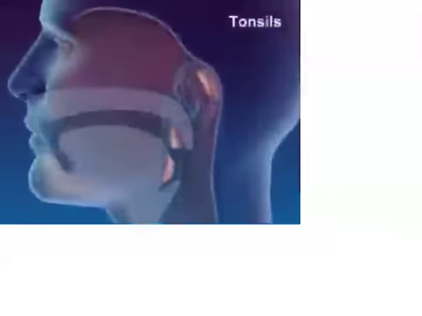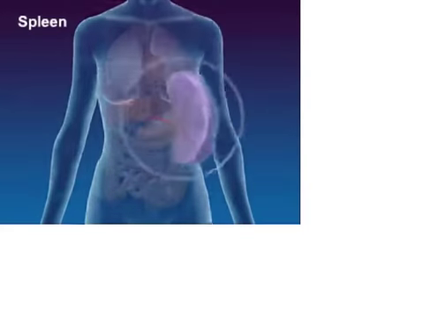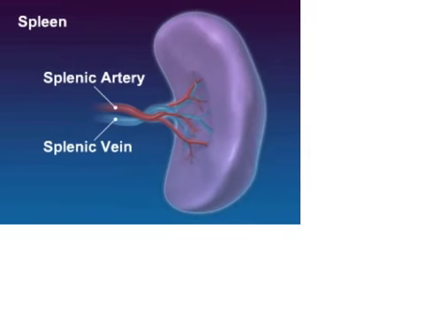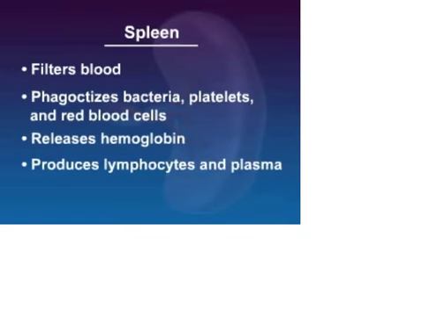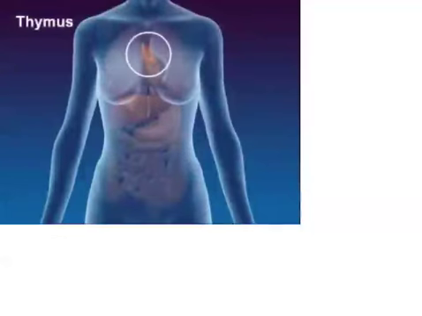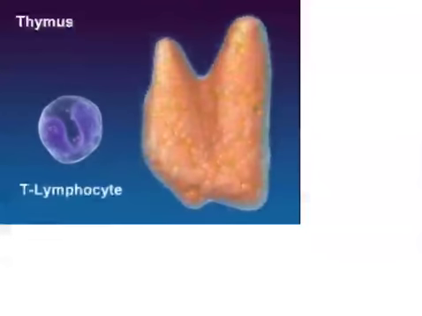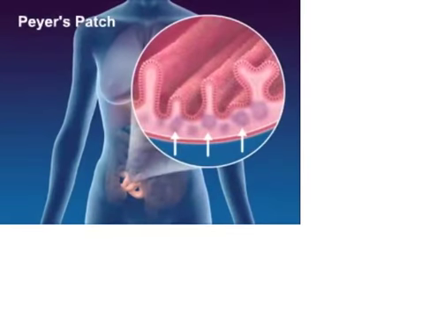Tonsils filter microorganisms from the nose and oral cavity. The spleen filters blood via the splenic artery and vein, and phagocytizes bacteria, worn-out platelets, and red blood cells. This action releases hemoglobin to be recycled. It also produces lymphocytes and plasma cells. The spleen stores blood and acts as a blood reservoir. The thymus helps develop T lymphocytes. Peyer's patches' macrophages prevent bacteria from infecting the intestines.